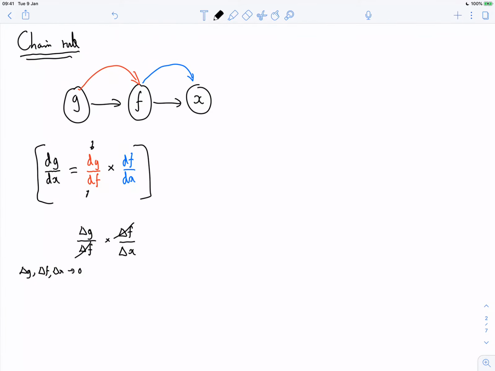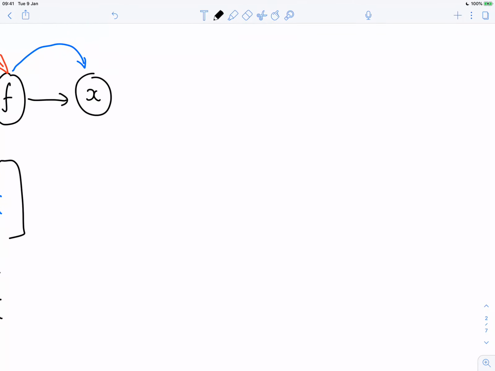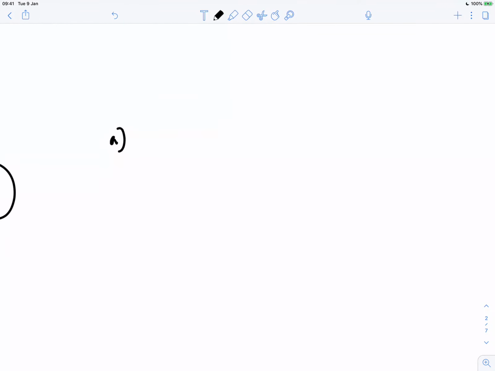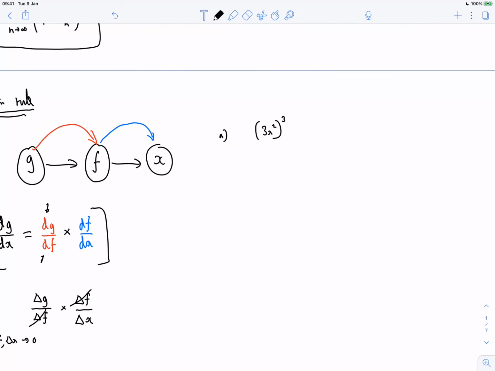Now, an idea of that into play. So, I don't know, let's pick a really easy one. Let's say I've got 3x squared, and this is to the power 3, and I want to differentiate this. So, according to my chain rule, then my g function is I've got something cubed. Well, I've got f cubed, and my f function is 3x squared.